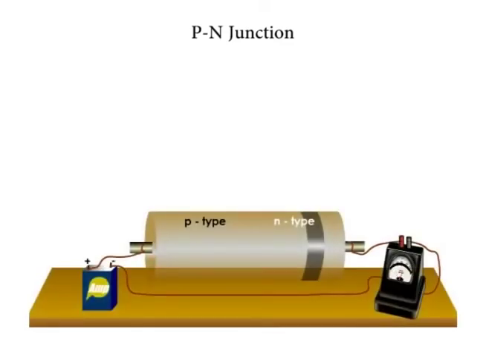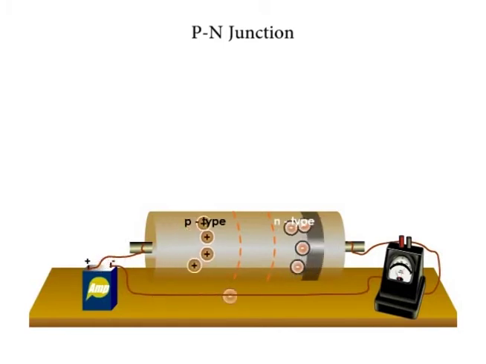What if connected as shown here? Holes and free electrons enter the depletion region due to repulsion at the respective terminals. The reduction of potential difference of this region causes a large number of charge carriers to diffuse across the junction.